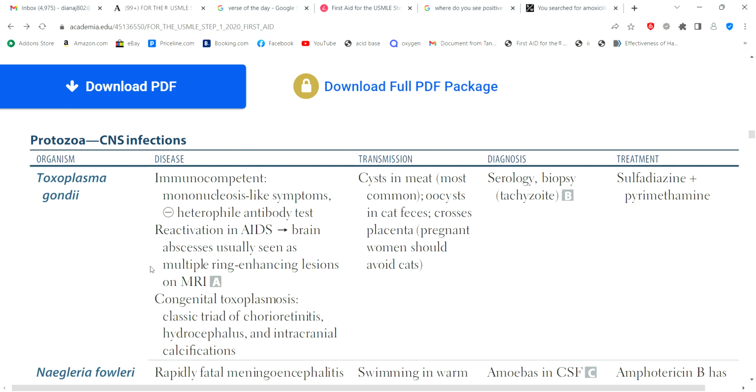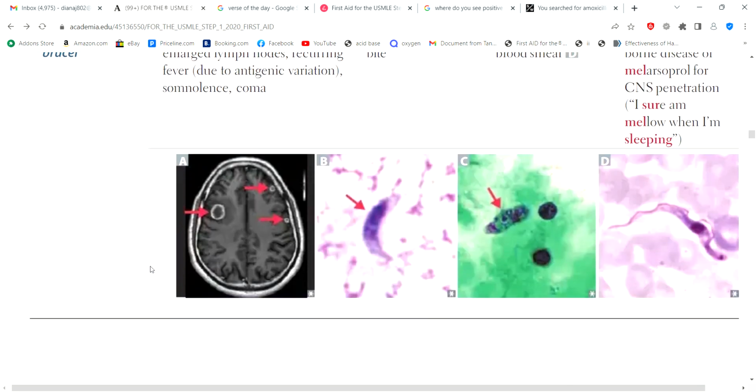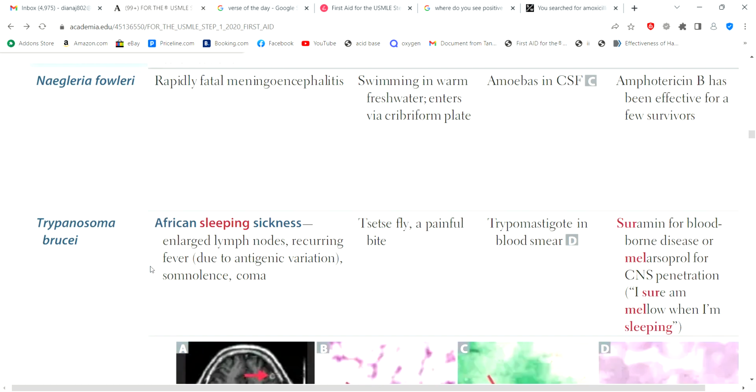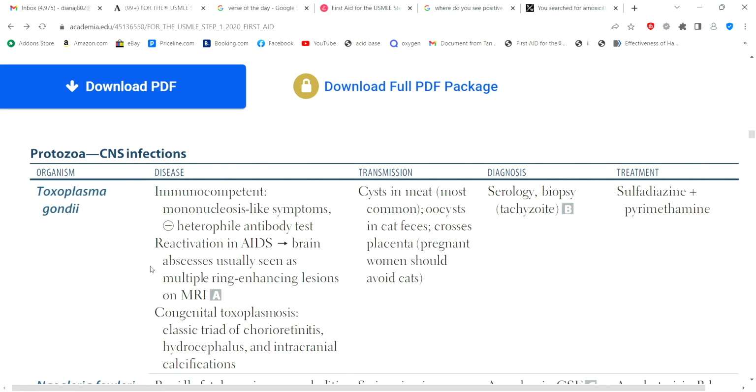and you see tachyzoites. So figure B right here, that's known as a tachyzoite, seen in Toxoplasma gondii. Treatment is sulfadiazine and pyrimethamine.